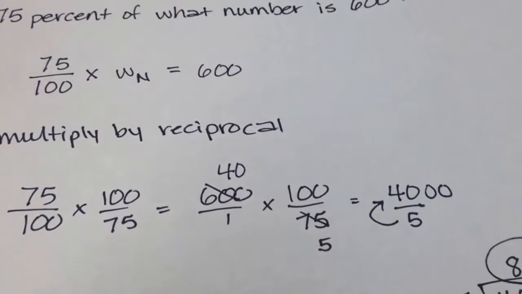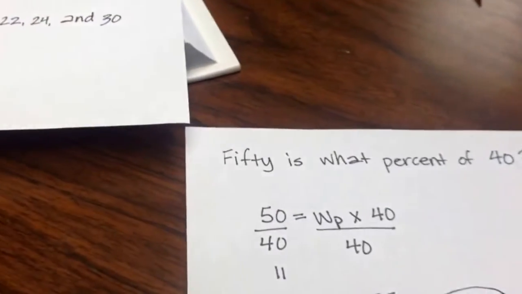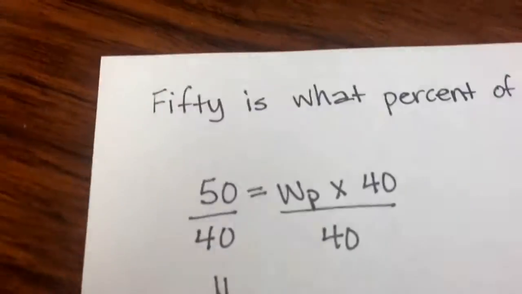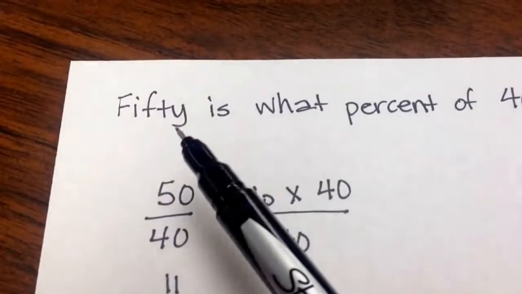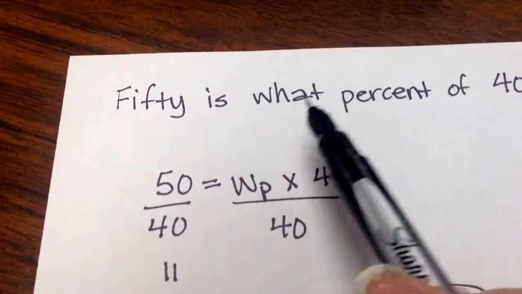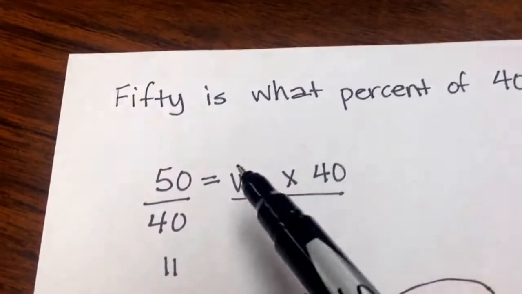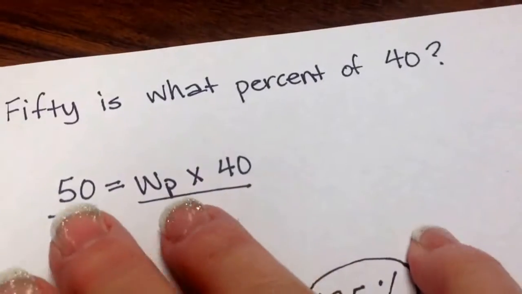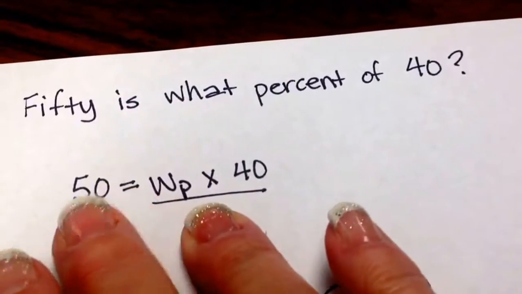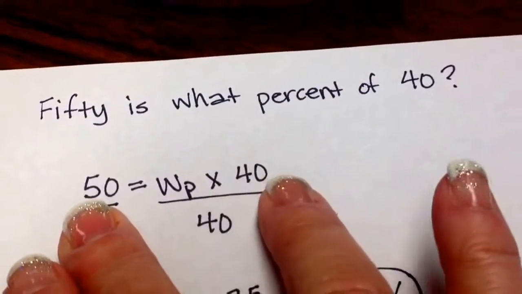So 800 is correct because I just double checked my work. All right, we're still going. More examples to help our brains get a hold of this. 50 is what percent of 40? You're going to write 50 is what percent of 40?